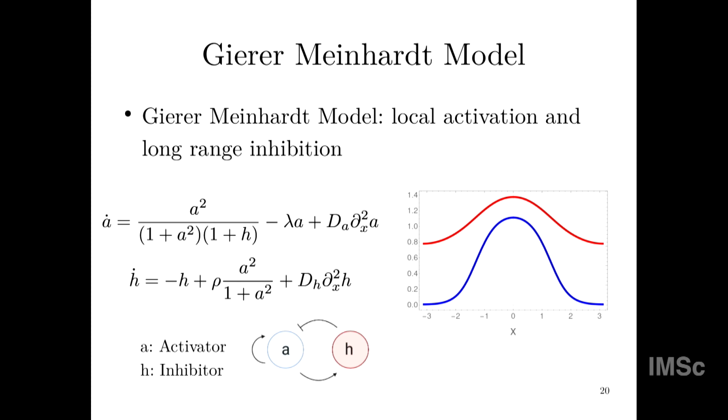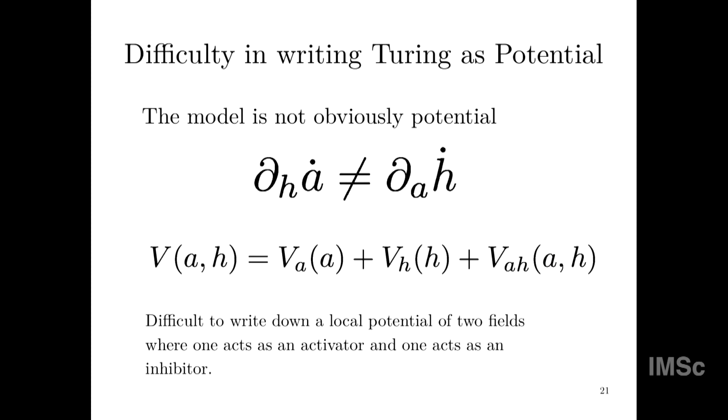It turns out if you try to do, so you have some diffusion, you have two variables. If you try to do sort of the simplest thing you would want to do, to write this as a potential, it turns out to be quite hard to do. And the reason for that is that you can just look at the cross terms of the Jacobian, and these cross terms are not equal. And it turns out to be actually very difficult to write down a local potential of two fields where one acts as an activator and one acts as an inhibitor. I won't go into this, you can believe me, I'm happy to discuss this later.